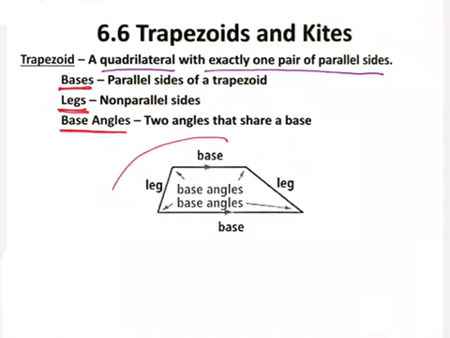And so if we look at this diagram, we have an illustration of what each of these items would be. We've got bases on the top and the bottom of this shape here. They happen to be parallel, that's indicated by the markings. We have our legs, which are our non-parallel sides. And then our base angles, we have a base angle here, and a base angle here, and then we have a pair of base angles here and here.